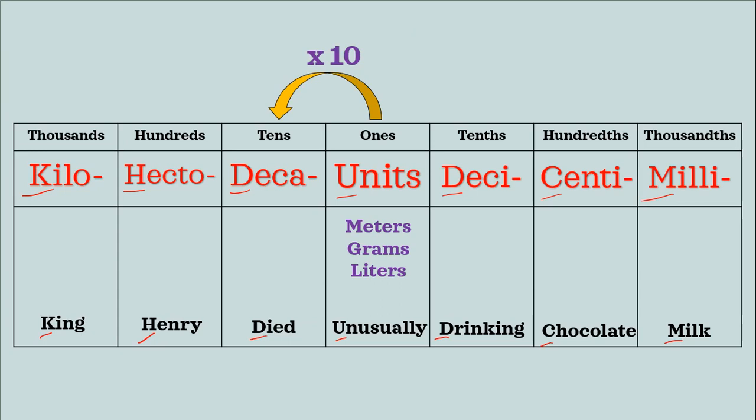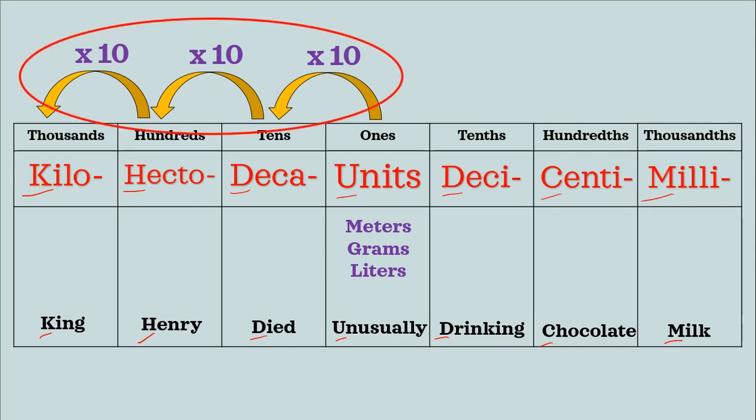Here, just like the place value system, deca is 10 times greater than units. Hecto is 10 times greater than deca, and kilo is 10 times greater than hecto. So if we were comparing kilometers to meters, we can see we're moving over 1, 2, 3 places. So we're going to do 10 times 10 times 10, which is 1,000. Kilometers is 1,000 times larger than meters.